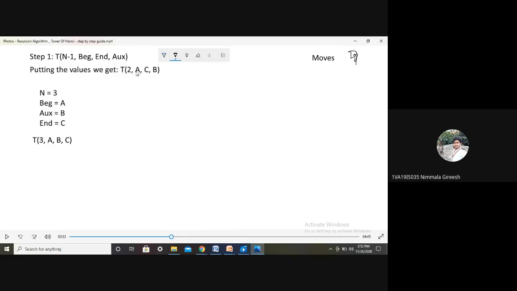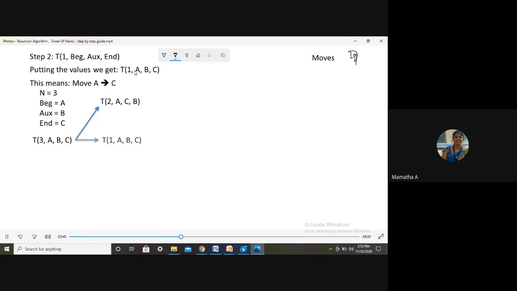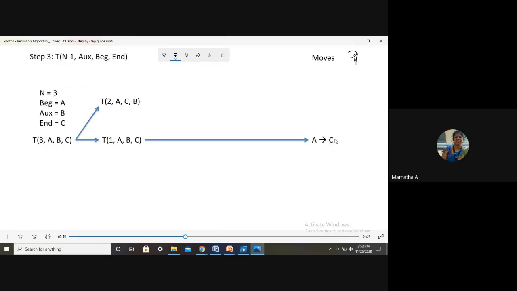Source tower to auxiliary tower, using the destination tower, right? Okay, just look at that. So T of 2, A, comma, C, comma, B. You still have 2 disks, so you cannot move them so easily. Next, the second step is what? Moving the only disk which is on A to C. So you will move the disk from where to where, students? A to C. Very simple.